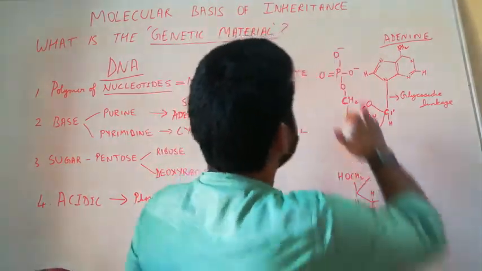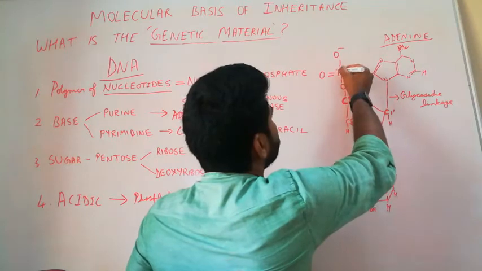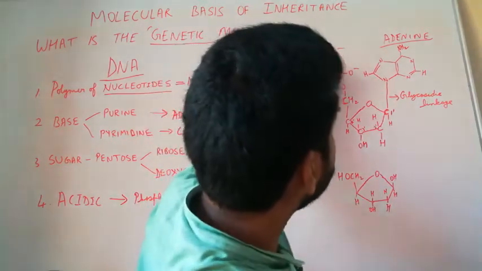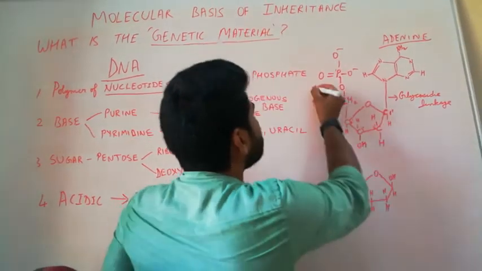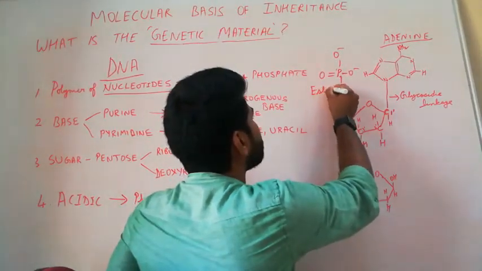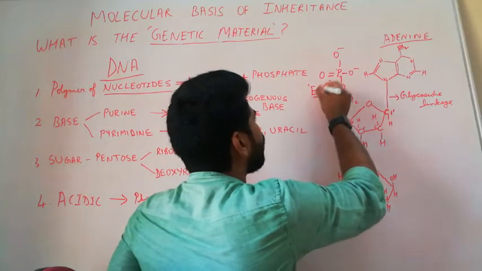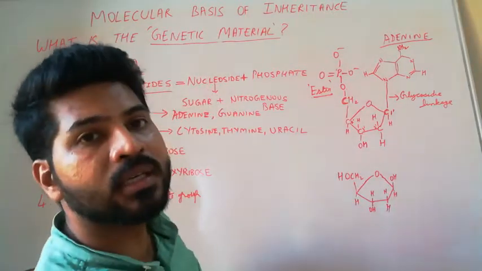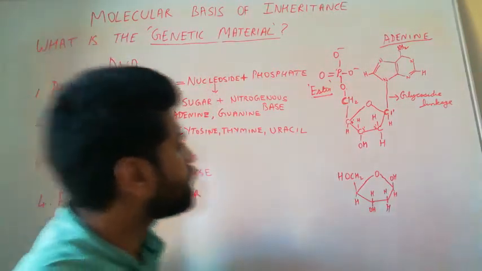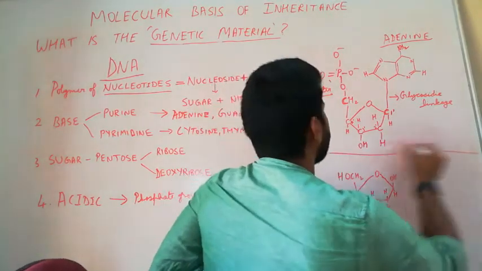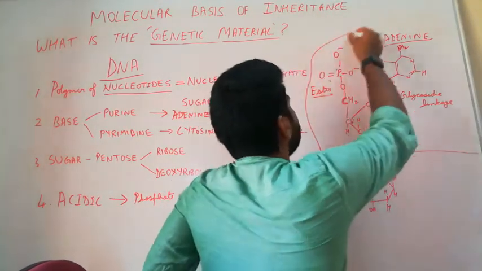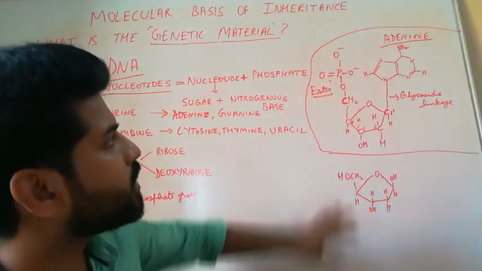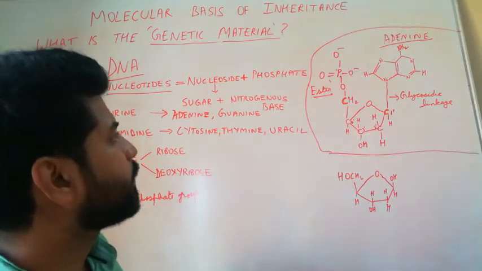so this is our phosphate group that is attached, and this linkage is called the ester linkage. The bond between a phosphate group and a sugar molecule is called an ester linkage. Thus, this is our nucleotide called deoxyadenine, which is the nucleotide.